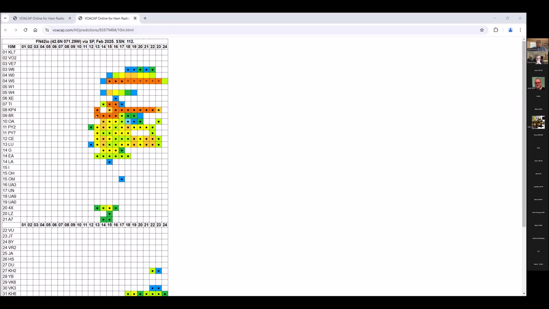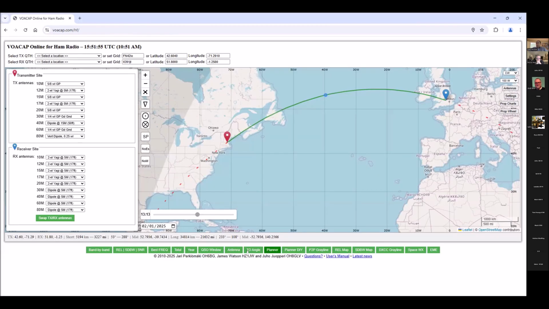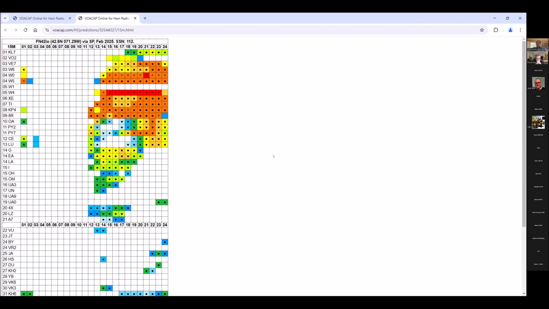So again, we'll go back to the planner and let's see what your 15 looks like. I would imagine it will be better. Okay, I think you hit the wrong button. Oh, there you go. So 15 does look better.